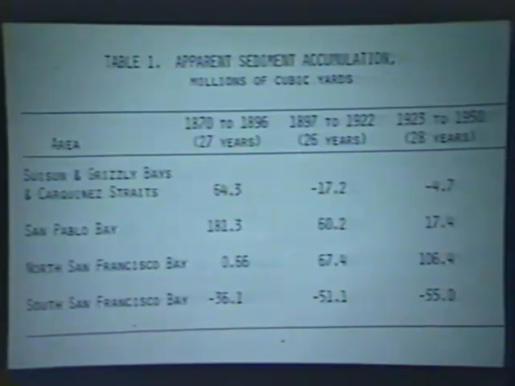Then in 1897 to 1922, it actually decreased from the level it had been in 1896 by 17 million yards, and further decrease in the period 1923 to 1950. The reason for that deposition was that a huge amount of fine sediment was brought down into the system and deposited there. Then during the period 1897 to 1922, wind-generated waves worked on that sediment and put it in suspension and let it circulate further down into the system. That evidently continued after 1923, as indicated by that minus 4.7.